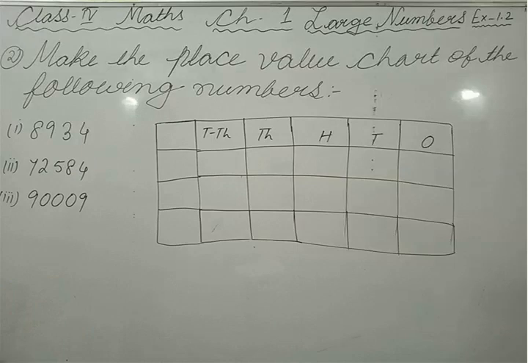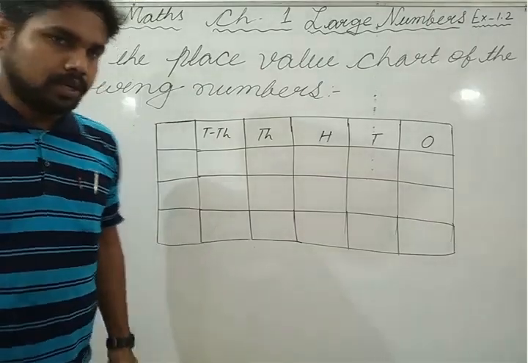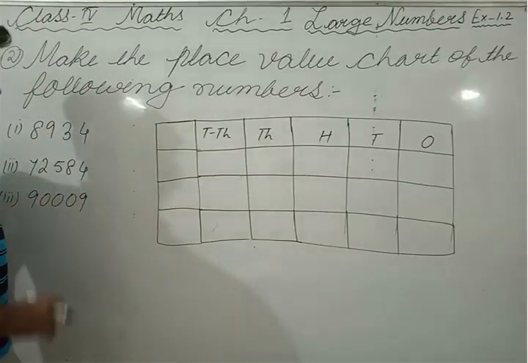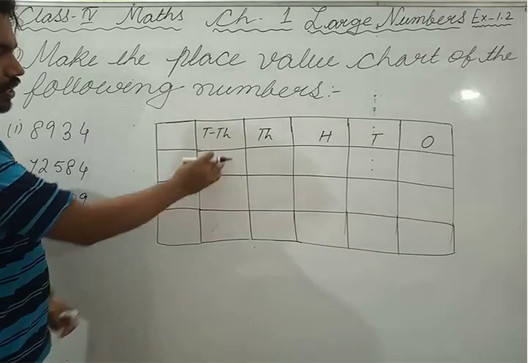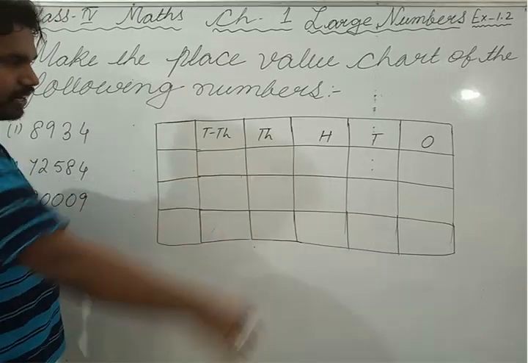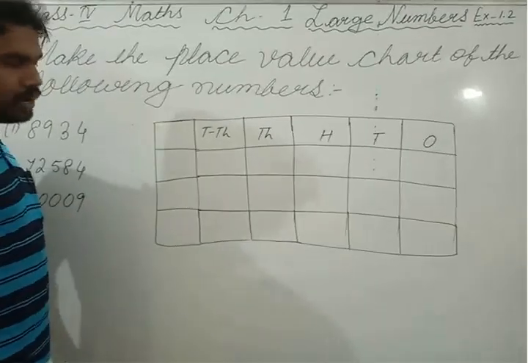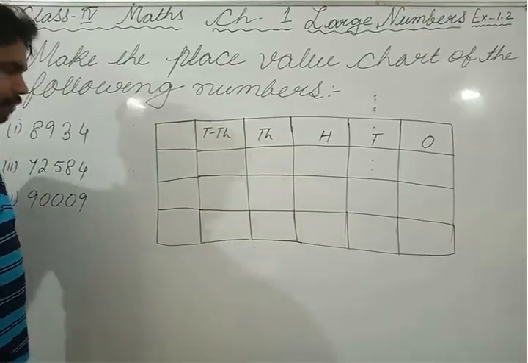Now you have to prepare the place value chart of the numbers given. So we have noted 3 numbers. You have to prepare the place value chart like this. You don't need to prepare a separate chart for each question. You can prepare one chart and arrange all the numbers in that particular chart.